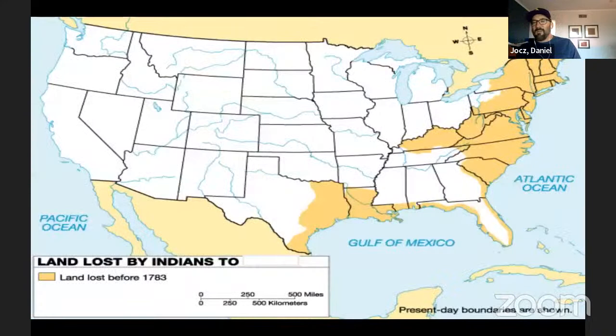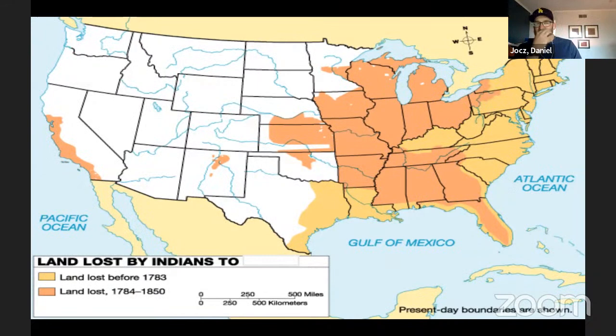You can see here land loss before 1783. This map is not perfect. There are still areas that have indigenous settlements or indigenous influence. So it's not completely solid like this, but for the most part, Americans had occupied these territories. And then of course, by 1850, you look at even more land being lost to Native people. Once again, this does not mean there are no Native American settlements or areas. It's just largely major Native American resistance had been defeated by those dates.